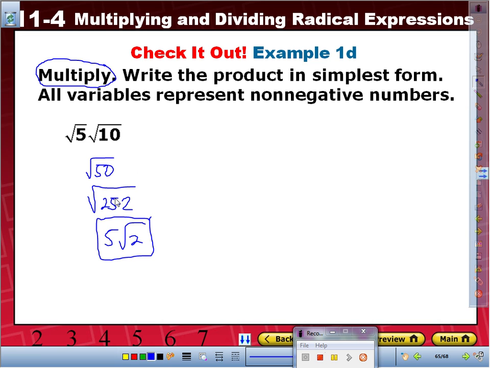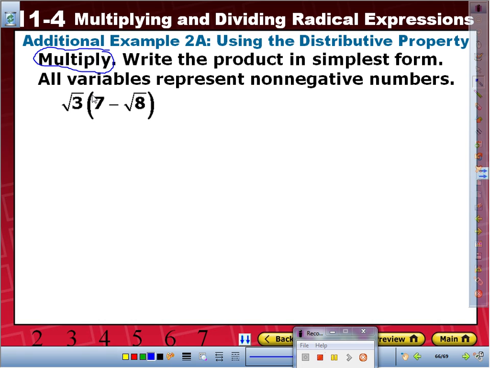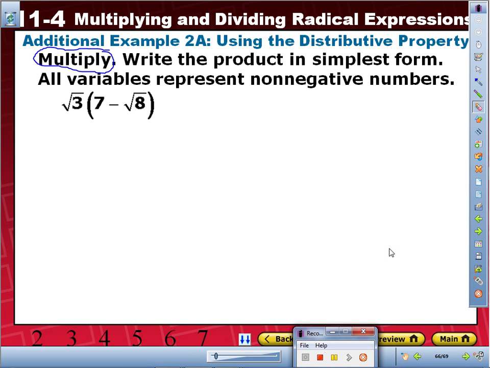All right, so now that we're done with monomials, let's go and introduce some binomials. Copy this next one down, please. Copy this one down, example 2A, and it says multiply, and we got square root of 3 times 7 minus square root of 8. Okay, pens down, eyes up here.